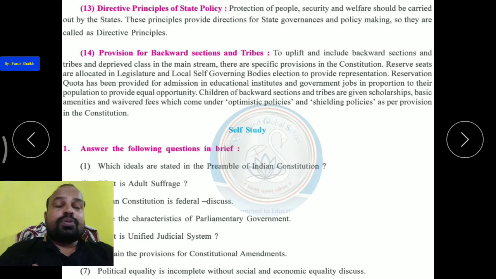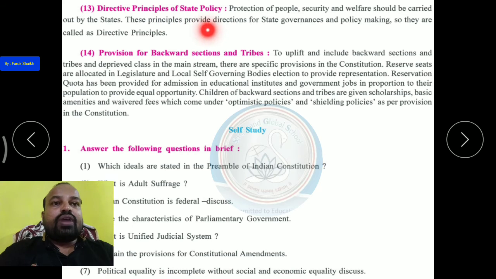So protection of people. पहला तो उनको जो देश राज्य के जो लोग हैं उनका रक्षण करना. Security and welfare should be carried out by the state, the security of the citizens of the state, and the welfare, they have to develop them. उनका कल्याण करना, उनका विकास करना, it is also the responsibility of the state.